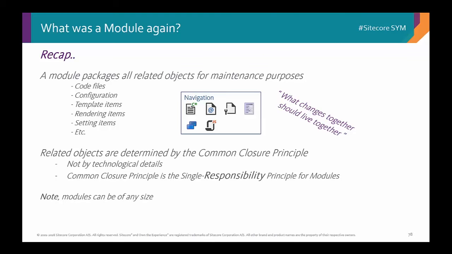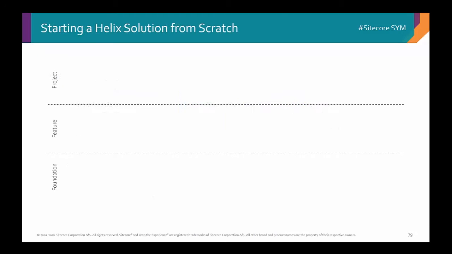So I will talk a little bit about how you get started when you're developing your first solution following the Helix principles. Where to start. So the conventions give us the three layers. We have the foundation layer, the feature layer and the project layer. So we know by conventions that we need something on the project layer to provide a context for the solution.